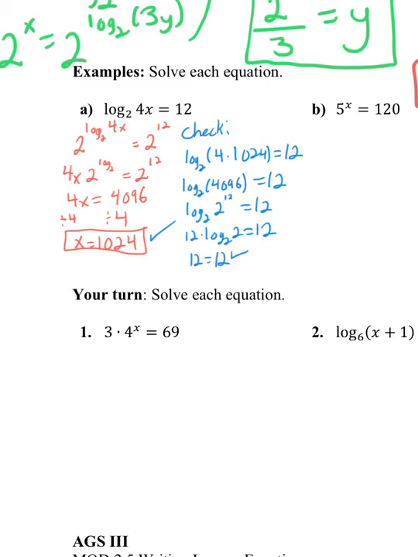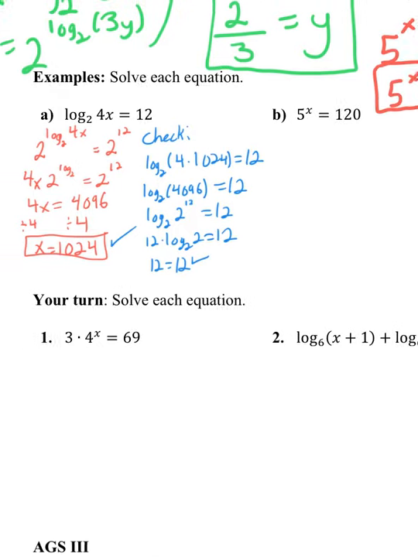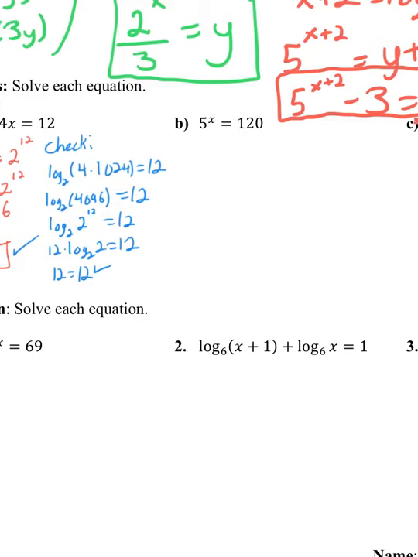Another way I could put it in my calculator, when I get to log base 2 of 4,096, I do log of 4,096 divided by log of 2. That change of base formula would help me put that in my calculator as well. But really important that whenever I find my answer, I check my answer as well.